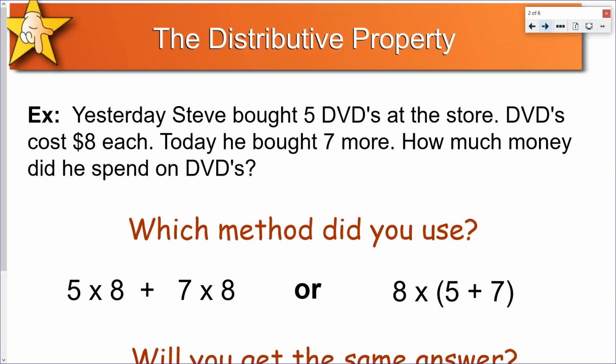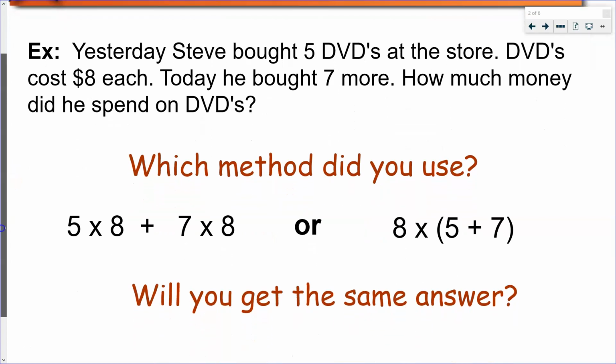Okay, so let's look at a question using the distributive property. Yesterday, Steve bought 5 DVDs at the store. DVDs cost $8 each. Today, he buys 7 more. How much money did he spend on DVDs? So which method do you think in your head? Do you think 5 times 8 plus 7 times 8, because he bought 5 at $8 and then he bought 7 at $8? Or do you think they're all $8 and he bought 5 plus 7? And the question is, do you get the same answer?